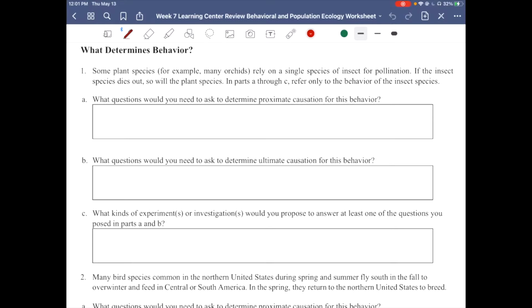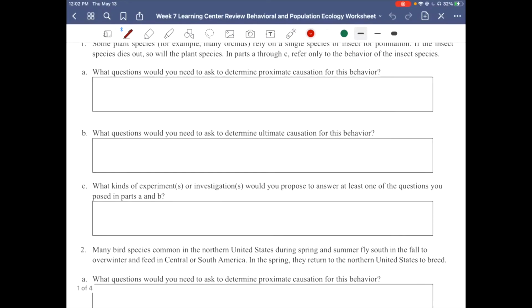Okay, so the background information that we have now is that certain types of plants rely on only one species for pollination, and it's also known that if that specific species dies, then the plant dies along with them as well. So we're going to be looking at it from the perspective of the insect and trying to figure out how we can get this information. So the first one is, what kind of questions would you need to ask to determine proximate cause of this behavior?